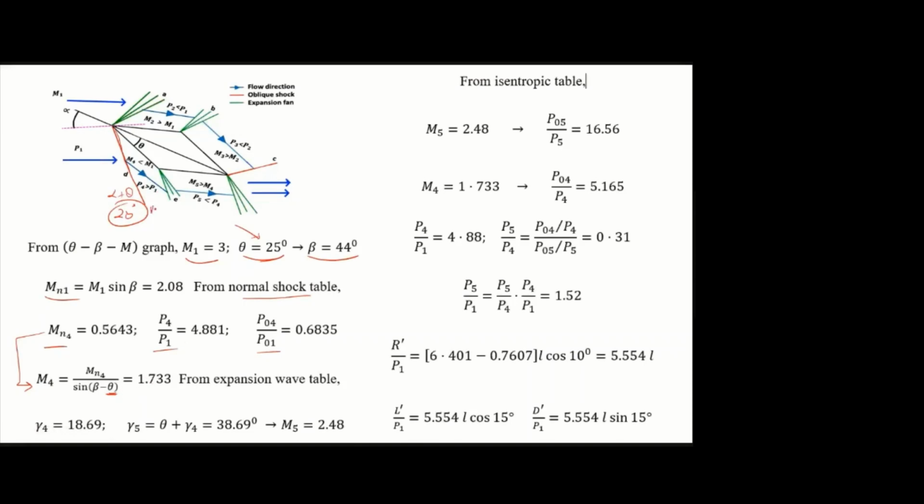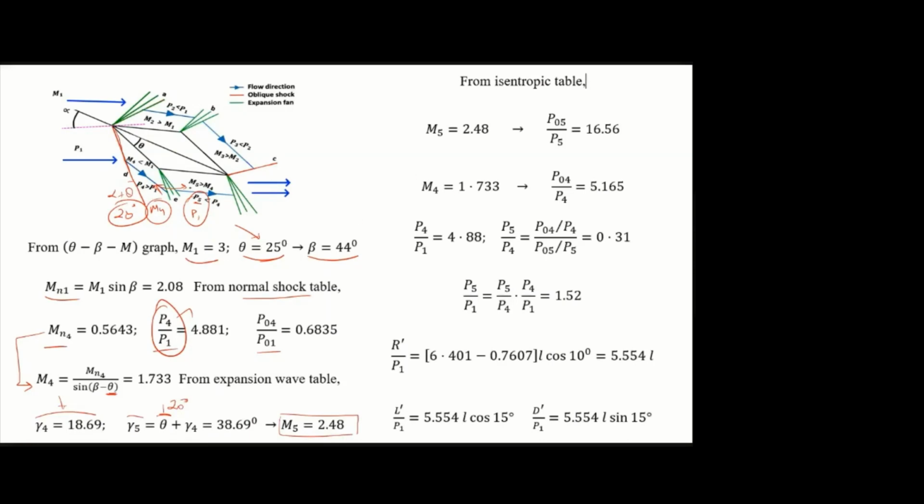Then after that, so directly we can find it. Okay, from the table itself, we found the P4 by P1. Now we have to find P5 by P1. Okay, so I know M4. From that, I can proceed for this expansion fan. From M4, I am finding gamma 4. Then here theta I used is 20. Okay, theta is 20. You see that I can find gamma 5. See 18 plus 20, it is 38. From there I can find Mach number 5.